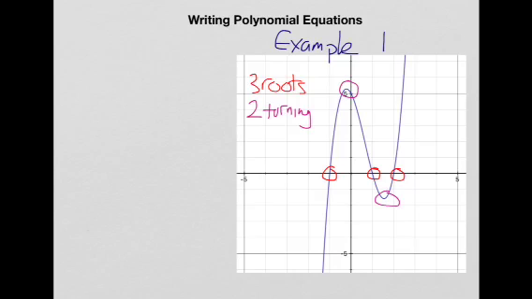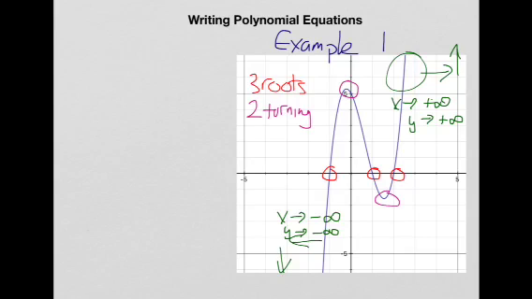Finally, we're going to look at the end behavior. And we know as we're going off to the right, as x is approaching infinity, y is going up. As we're going to the left, as x is approaching negative infinity, we're going down. This fact that this is going in opposite directions tells us again this is going to be an odd degree.